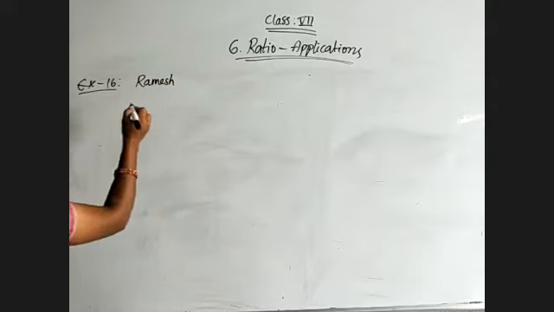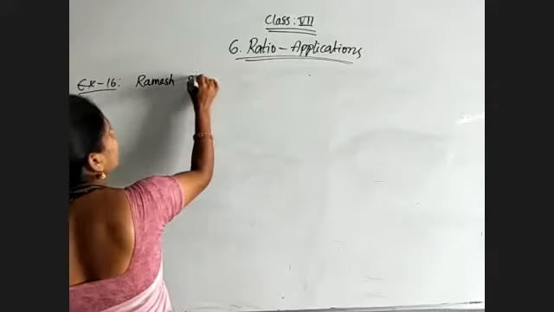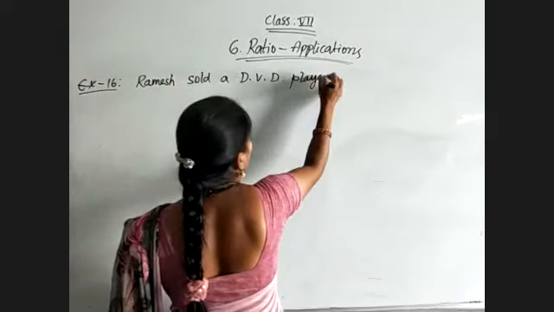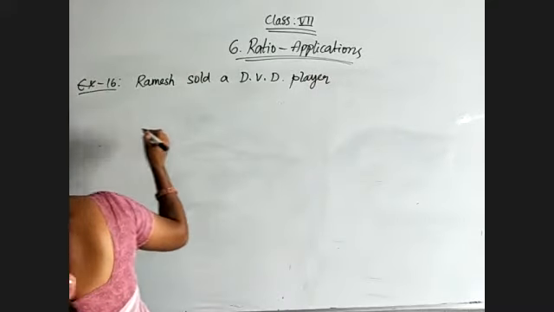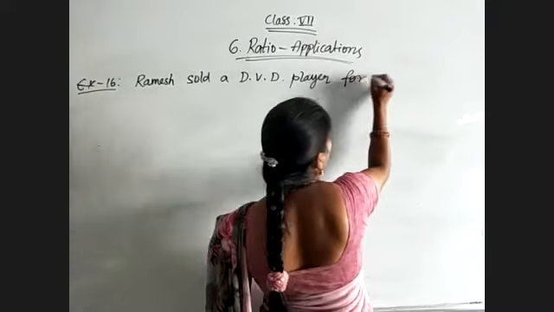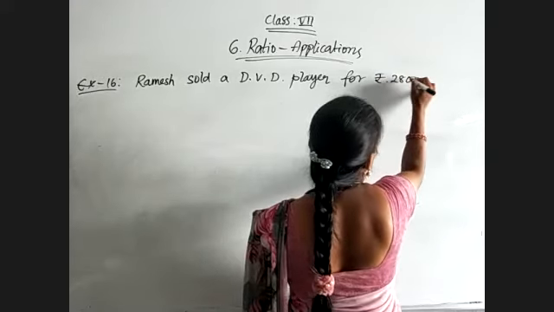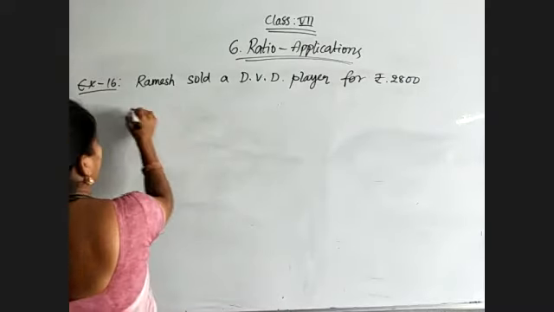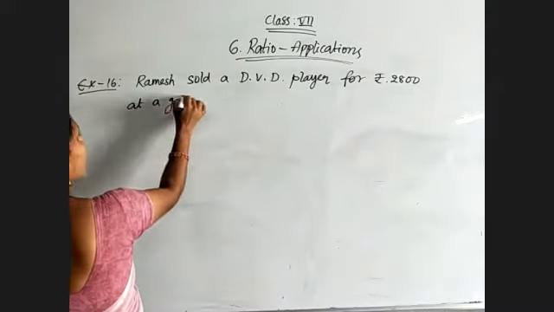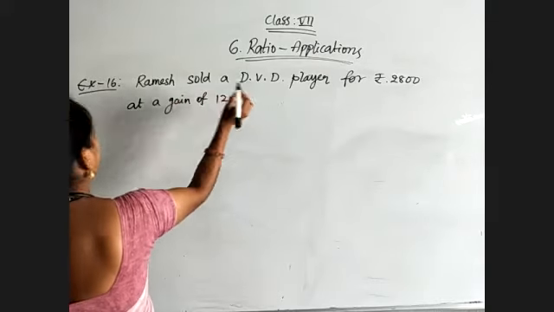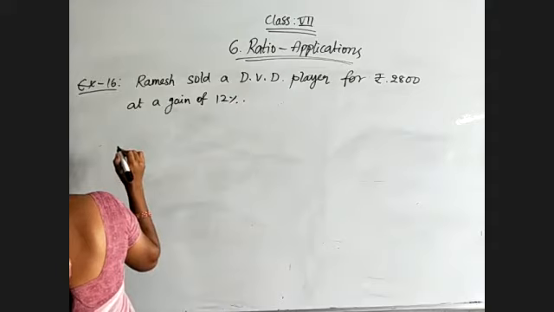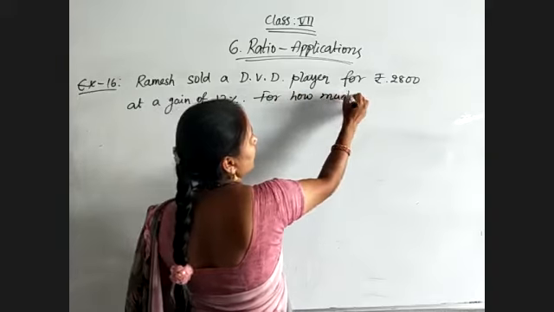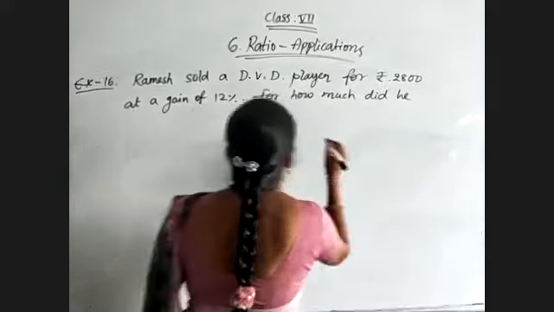Ramesh sold a DVD player for 2,800 rupees at a gain of 12%. For how much did he buy it?